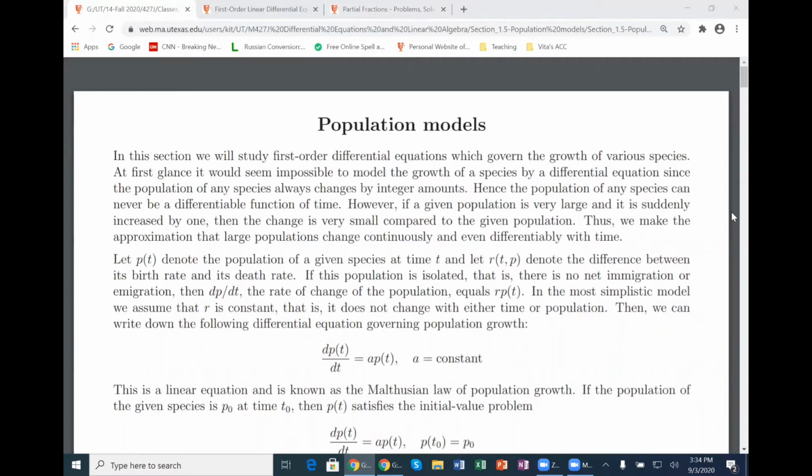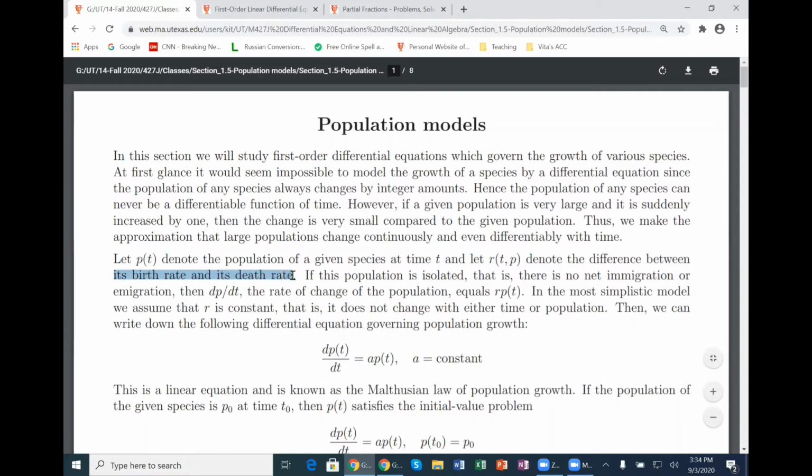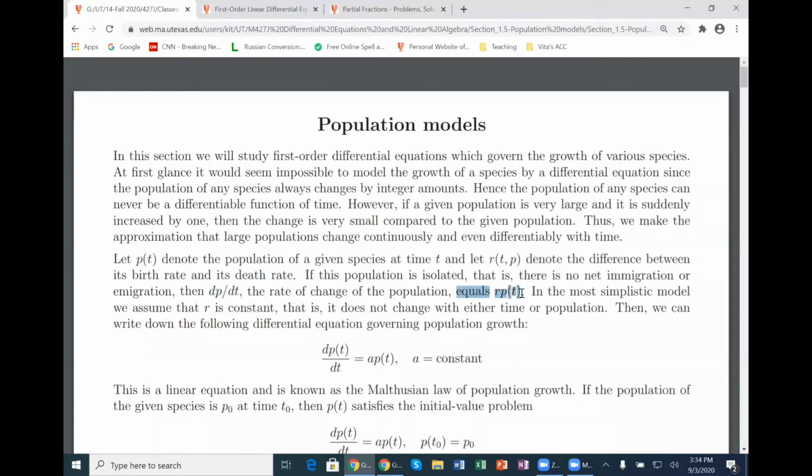Let us begin our discussion of section 1.5, population models. Here's what we do here. Let P of t denote the population of a given species at time t, and let R of t, P denote the difference between its birth rate and its death rate. If this population is isolated, then dP/dt, the rate of change of the population, equals R P of t.